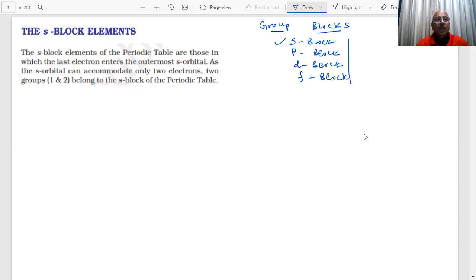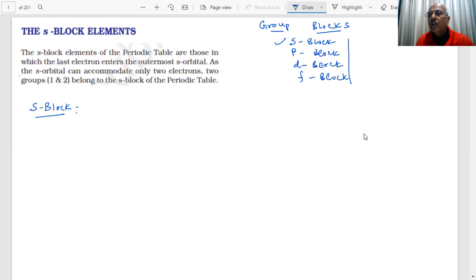Today, our study is for S block elements. I'm going to be talking about S block, and in the S block, students, today I'm going to study group 1. As I said, S block means the last electron enters into the S orbital, into the S subshell.